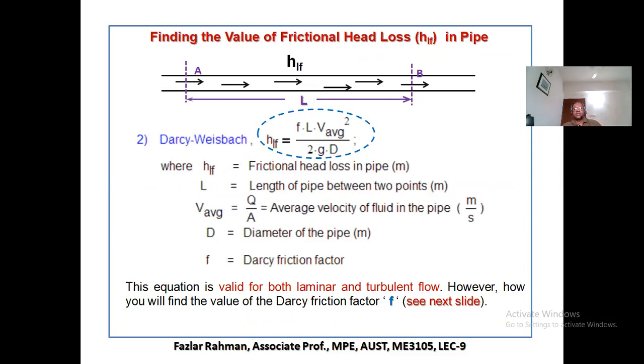Now, what does Darcy-Weisbach's equation look like? This is the Darcy-Weisbach equation, shown with the dotted line. What is hLf? Frictional loss between 2 points, point A and B, equal to f L V average squared divided by 2gD. What is the V average? I will explain it later on. So it uses a friction factor f, called the Darcy friction factor. Then D is obviously the diameter of the pipe, and L is the length of the pipe between 2 points. Now, what is the V average?